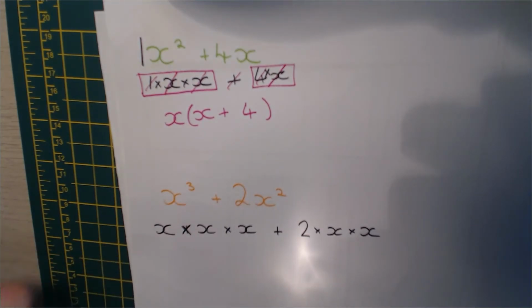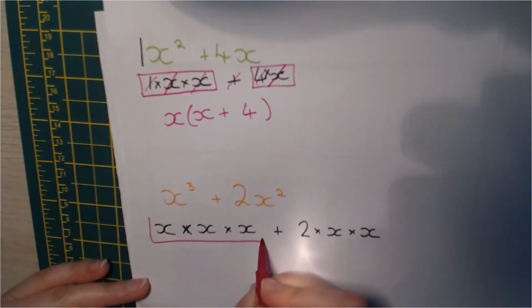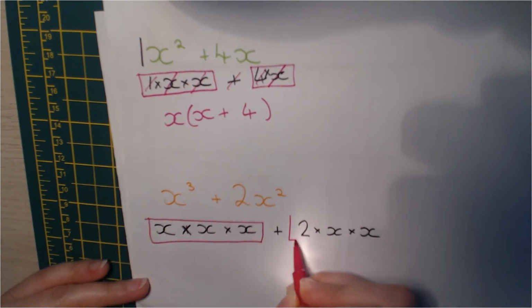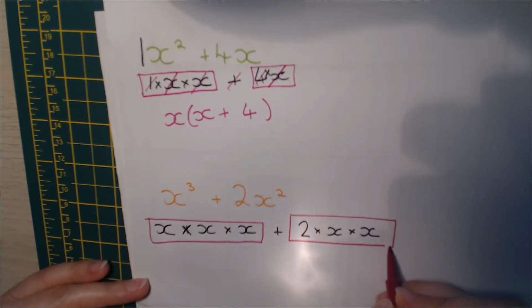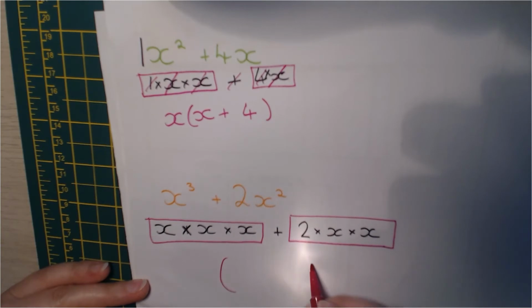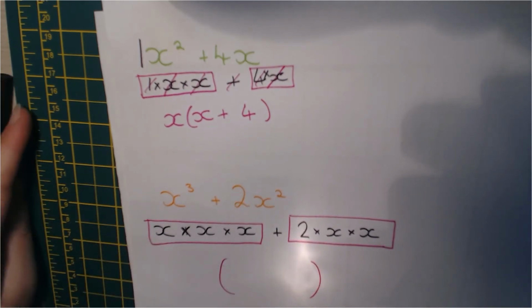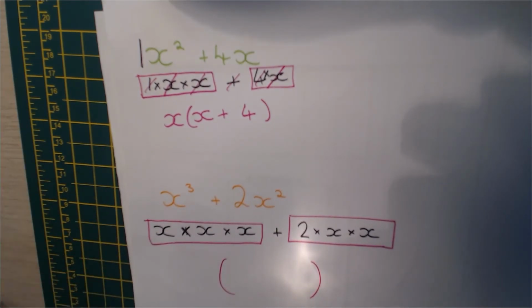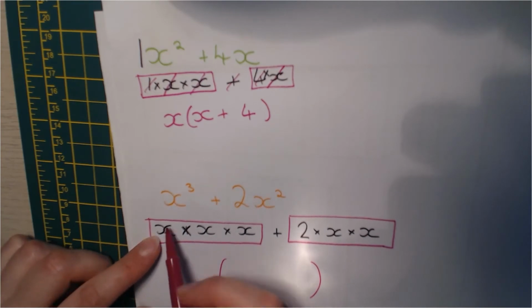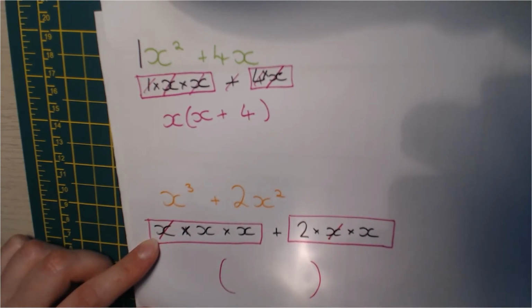I'm going to box them off and put the brackets out below, a big pair of brackets just there. Then let's see what's common, what can come outside the brackets. We've got an x and an x, so that's 1 x there.